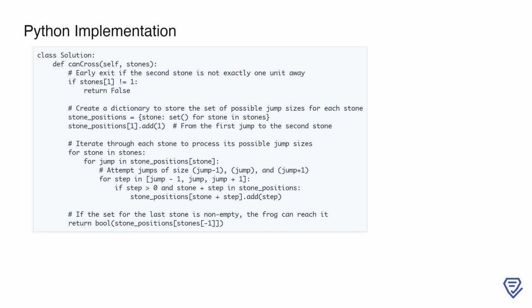The algorithm iterates over each stone and its respective jump sizes. For each jump size, it calculates the possible next stones the frog can reach using steps of jump - 1, jump, and jump + 1. If the calculated position exists in the stone_positions dictionary and the step size is positive, it adds the step to the set corresponding to that stone. Finally, if the set for the last stone is non-empty, it means the frog can reach the last stone, and the function returns true. Otherwise, it returns false.